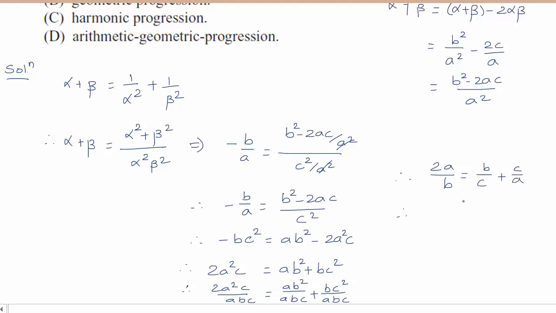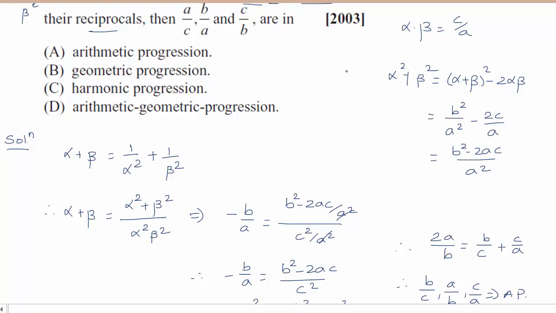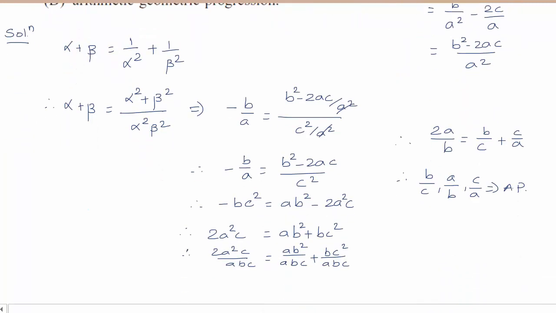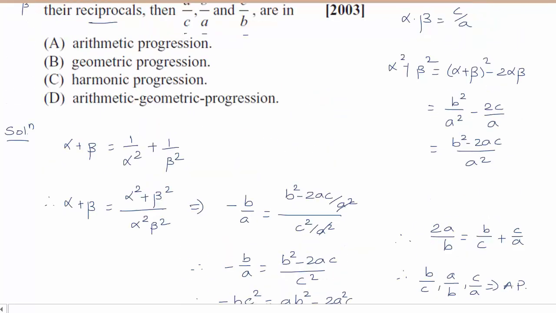Alright. So this means we can say b by c, a by b and c by a are in AP, because double of the middle term is first plus third. Now what the question is asking us is a by c. Look at this, students. a by c, b by a, c by b. So it is reciprocal. If these three terms are in AP, then their reciprocals will be in HP. So the correct answer is harmonic progression.